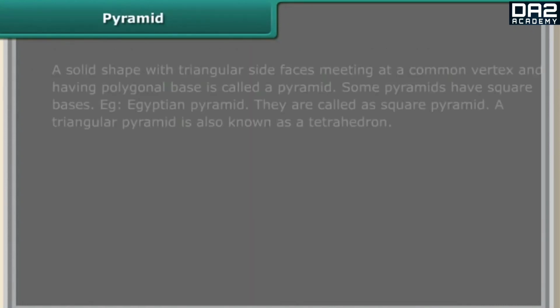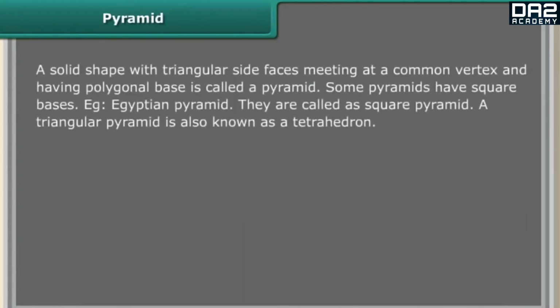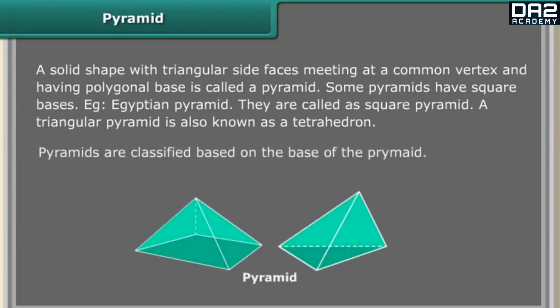Pyramid: a solid shape with triangular side faces meeting at a common vertex and having a polygonal base is called a pyramid. Some pyramids have square bases, for example the Egyptian pyramid. They are called square pyramids. A triangular pyramid is also known as a tetrahedron. Pyramids are classified based on the base of the pyramid.